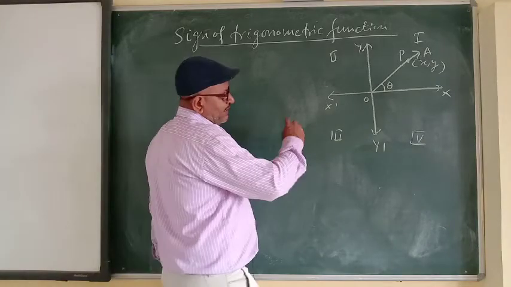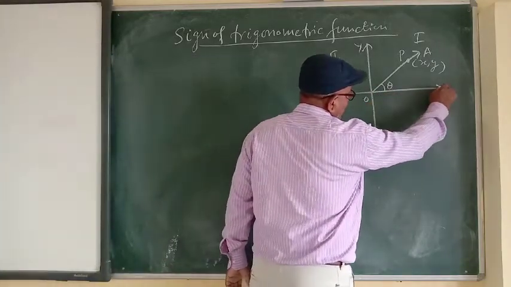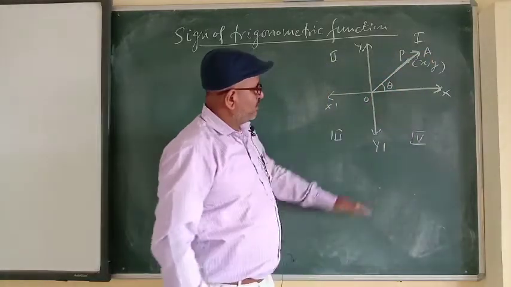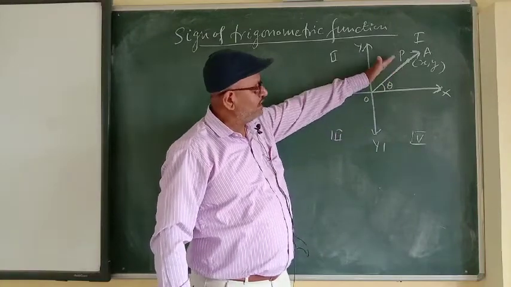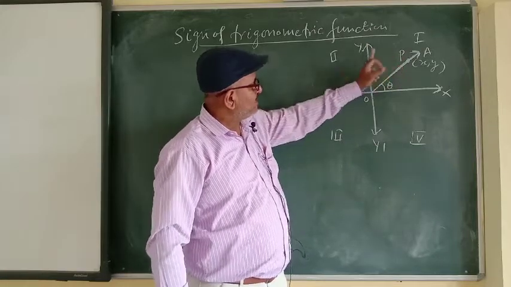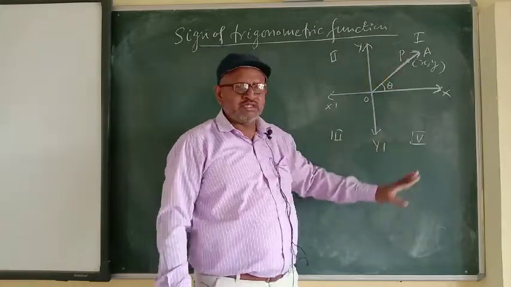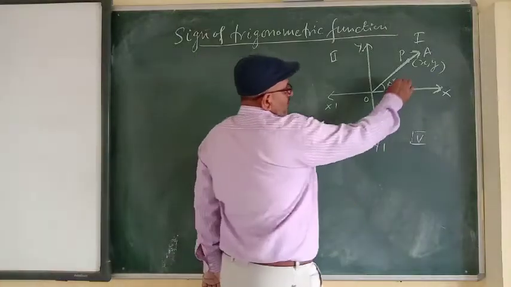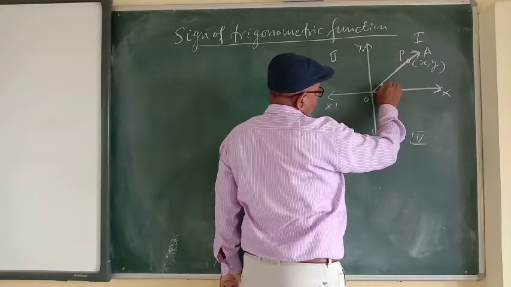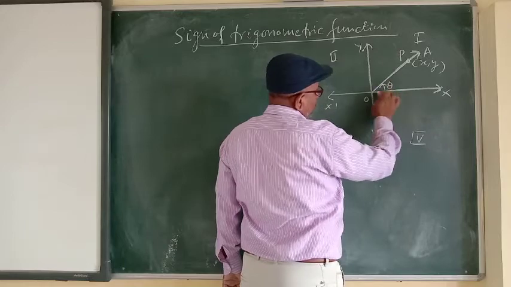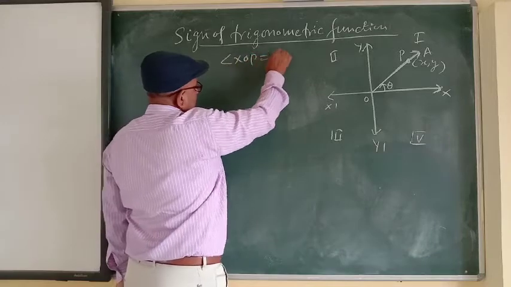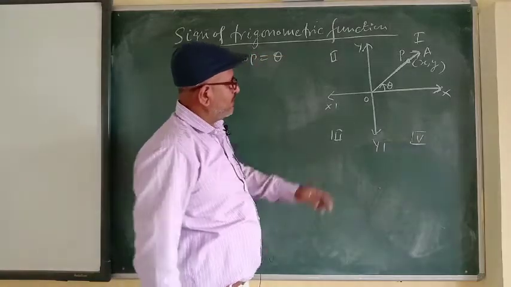So I have taken one angle here. OX is the initial side of the angle and OA is the terminal side. The terminal side lies in the first quadrant. This is the first quadrant, second quadrant, third quadrant, and fourth quadrant. You know it already. Now I have taken one point P on OA, and this angle XOP is theta, taken in the anti-clockwise direction.